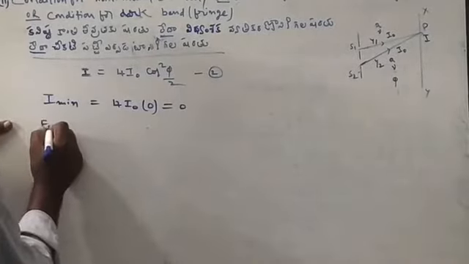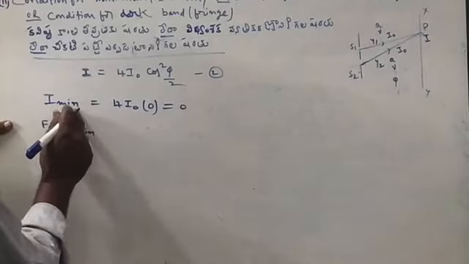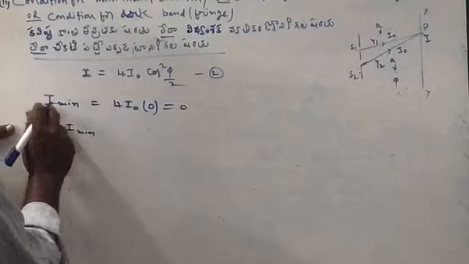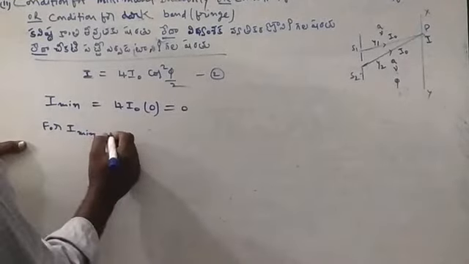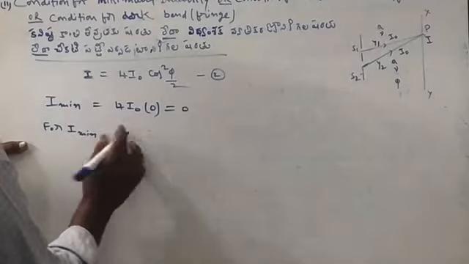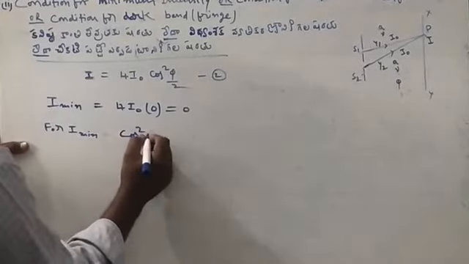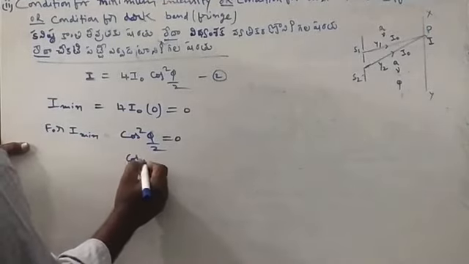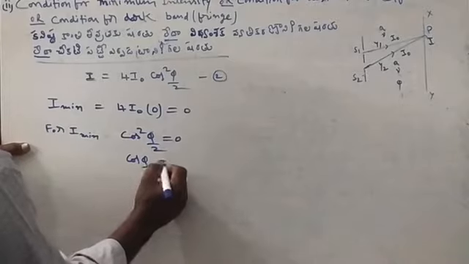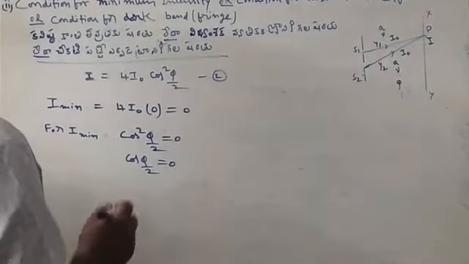For I minimum, intensity minimum is equal to 4I0 into 0. For I minimum, cos square phi by 2 is equal to 0. That means cos phi by 2 is equal to 0.